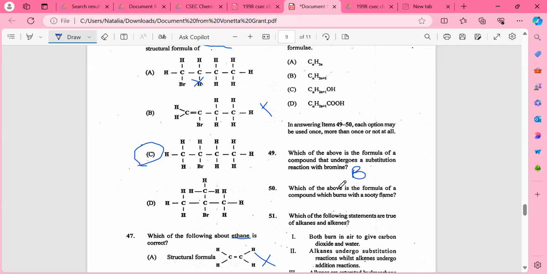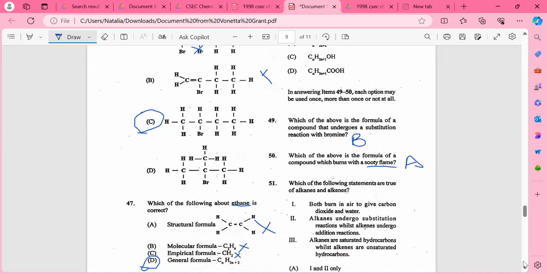Which of the above is the formula for the compound which burns to give a sooty flame? Sooty flame, we're looking for an alkene. So that's going to be A, alkene A.